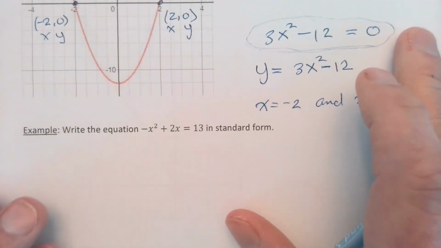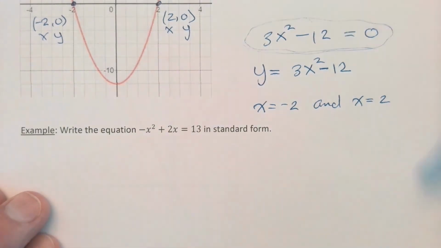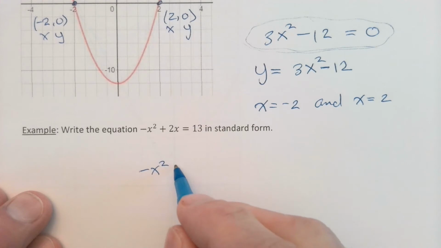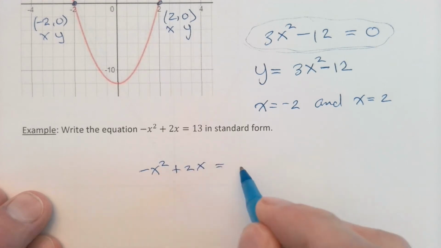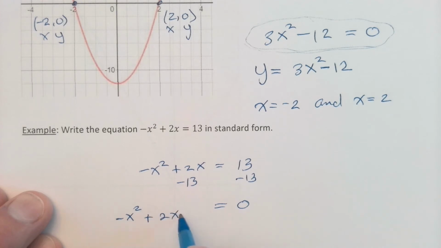Okay, this next problem we're not asked to solve it, we're just asked to write it in standard form. There are 2 things that I think we're going to do. One, we're going to try to get 0 on the right side. So let's see, -x squared plus 2x equals 13. Let's subtract 13 from both sides. And on the right we get 0, and on the left we have these 3 terms, and no 2 of them are like terms, so you just write them down individually like this: -x squared plus 2x minus 13.